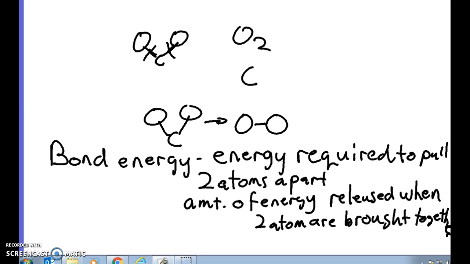So basically, this bond energy is either if you have two atoms that are together, how much does it take to tear them apart? Or it can be the amount of energy that when you bring two atoms together, how much energy do they release? Okay. So at any rate, bond energy is just how much energy is used to make certain bonds, and some bonds require more energy than others, and that's just kind of the way that works.